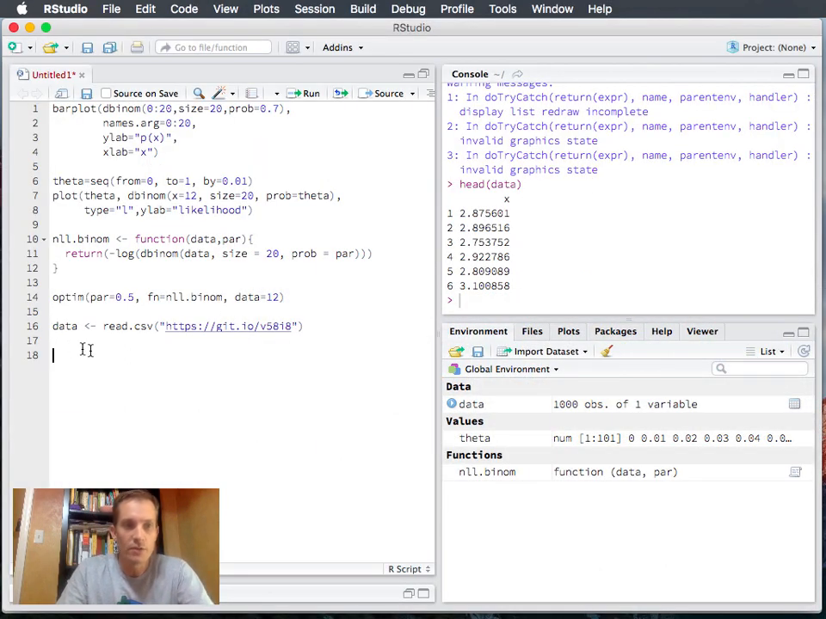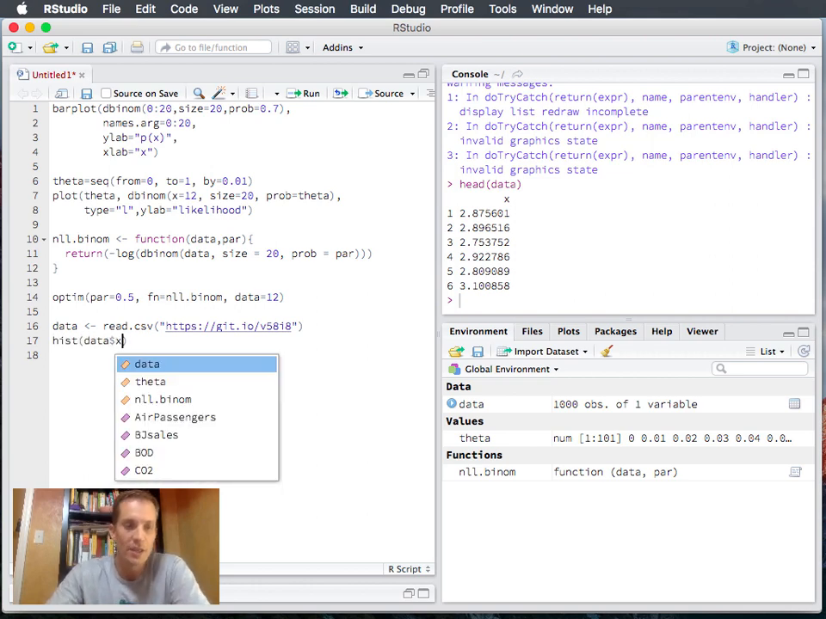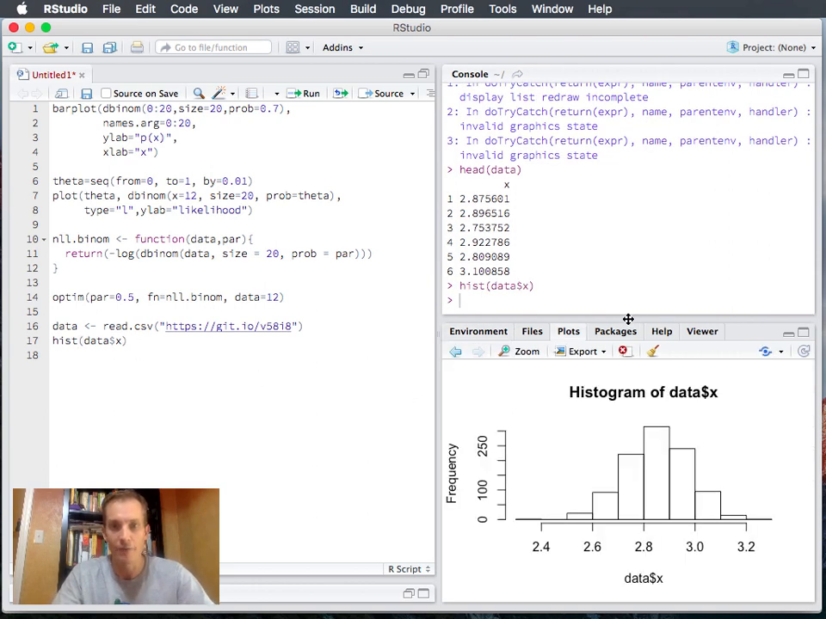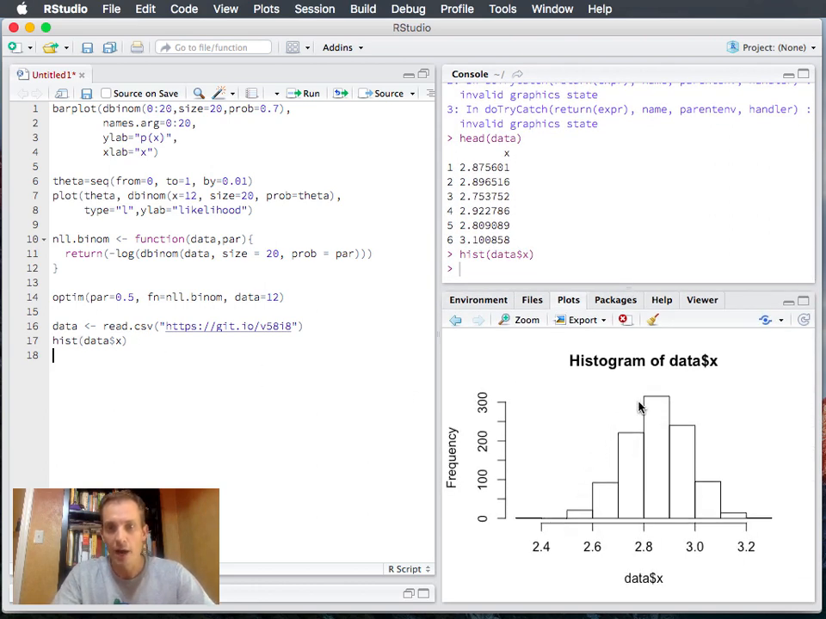One thing that I can do is I can say hist(data$x). What that does is, of course, hist means histogram. Then I'm telling R what to make a histogram of, and it's the data set data, but specifically the variable x, which I indicate with the $. If I pass that into the console, I get a nice graph. This is my histogram. You might wonder, is that normal? Well, it looks sort of symmetric, sort of normal. Okay, so maybe it's a good model.